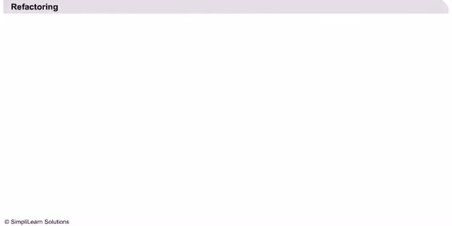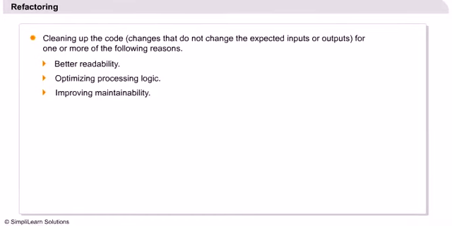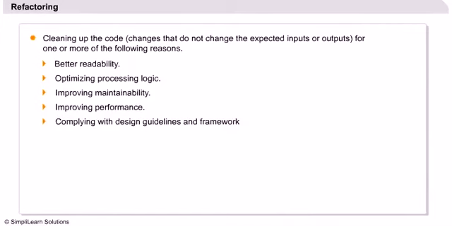Refactoring. Refactoring is basically a code cleanup activity. It changes code without changing the core logic or the interfaces, inputs or outputs. The purpose of such activity could be any of the following. Improve readability of the code. Optimize the processing logic. Improve maintainability, for example, by modularizing. Improving performance. Complying with the design best practices.